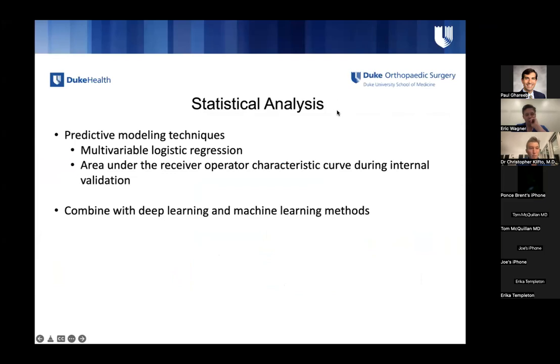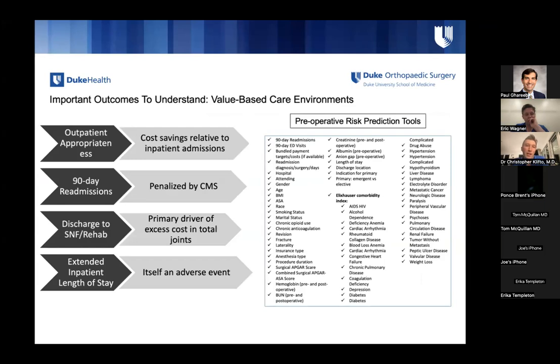We used statistical analysis, including multivariate logistic regression, and then validated it by analyzing our models with the area under the receiver operator curve. Then we combined this with deep learning and machine learning models. We decided to figure out what was most important to value-based care. And we could do this at Emory too: you can generate huge data sets through Epic from a code we generated here at Duke, which produces everything you can see on the right, from 90-day readmissions to Elixhauser comorbidities. All this data was generated by a code that we developed here.